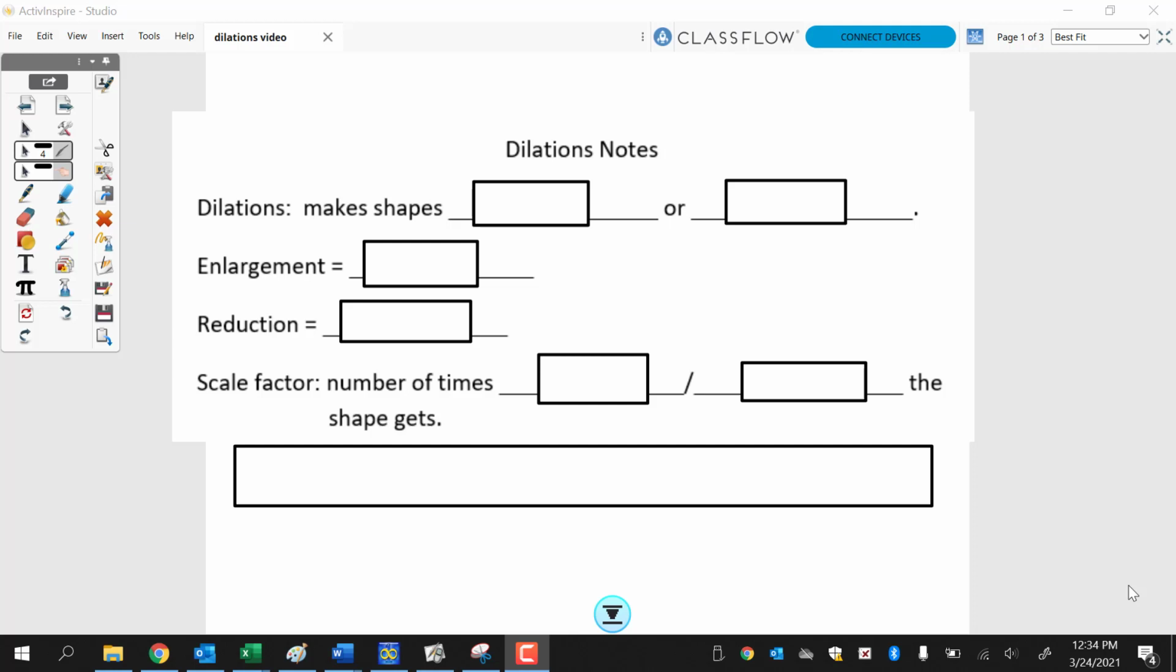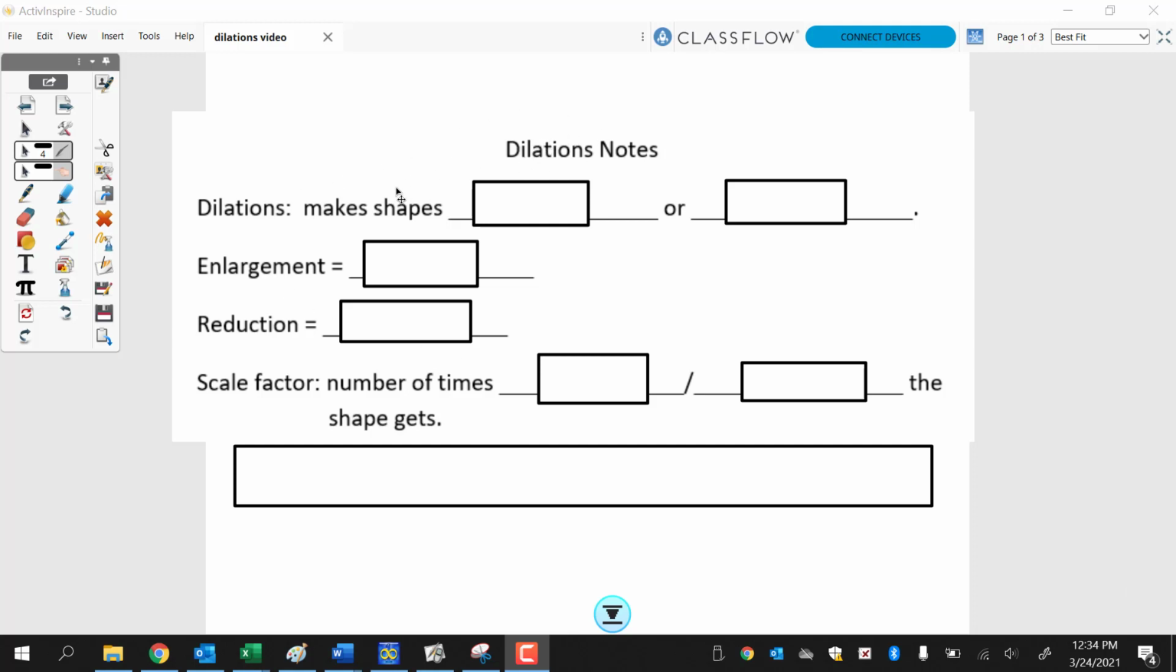Okay, so our last transformation, we've talked about translations, which is just moving left, right, up or down. We talked about reflections, which is flipping. And we've done rotations, which is turning the shapes. Now we're going to talk about dilations.